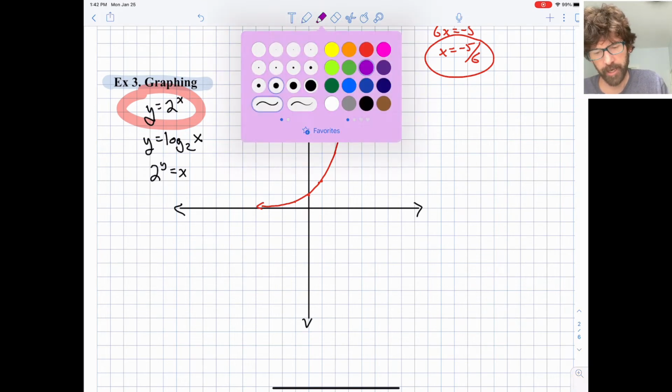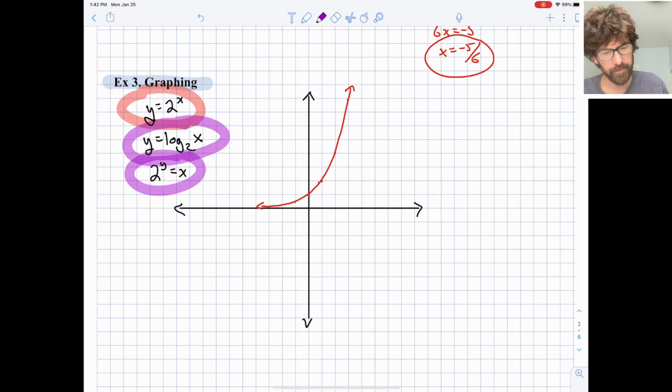If we wanted to graph y equals log base 2 of x, that would be equivalent to graphing 2 to the y equals x, just doing that same translation between log form and exponential form. 2 to the y equals x, which I have circled in purple there, is just the inverse of 2 to the x equals y. So my red and purple graphs, those functions, will just have x and y coordinates swapped. That's what it means for something to be an inverse. So let's go ahead and plot those.